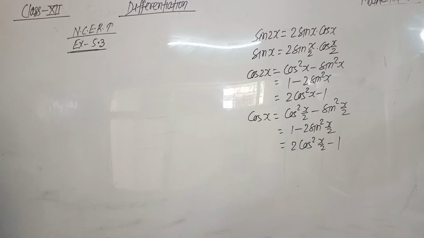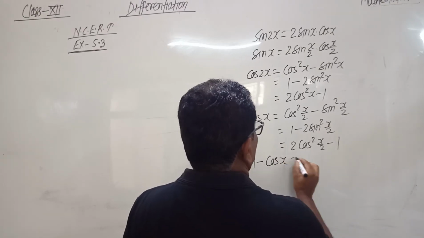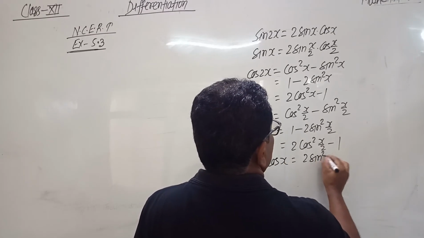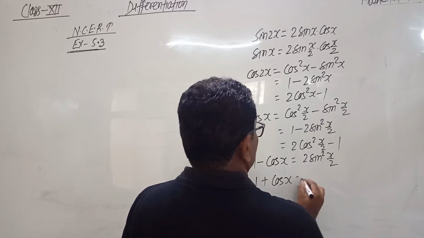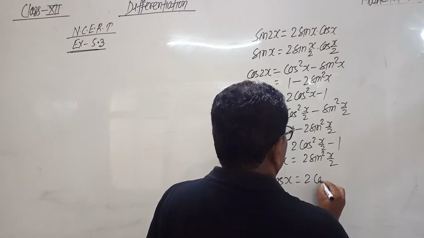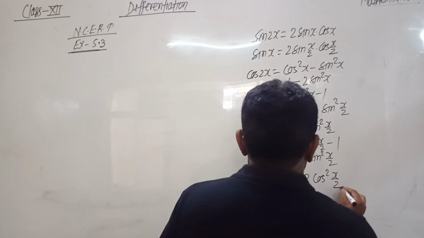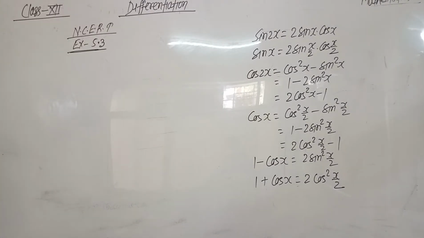Using sin 2x, cos 2x, sin x, cos x, in the place of 1 minus cos x, we use the formula 2 sin square x by 2. And when there is 1 plus cos x, we write 2 cos square x by 2. So 1 minus cos x is 2 sin square x by 2, and 1 plus cos x is 2 cos square x by 2.